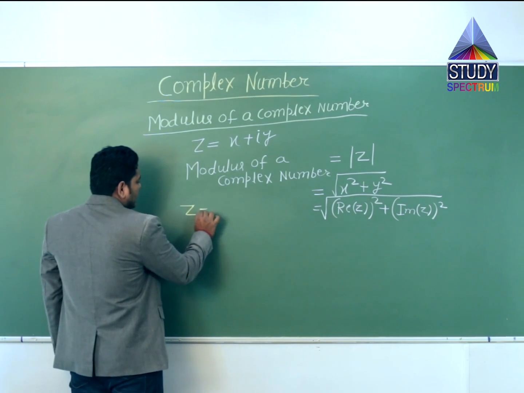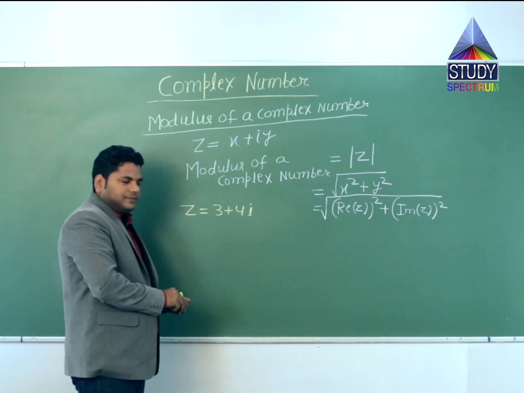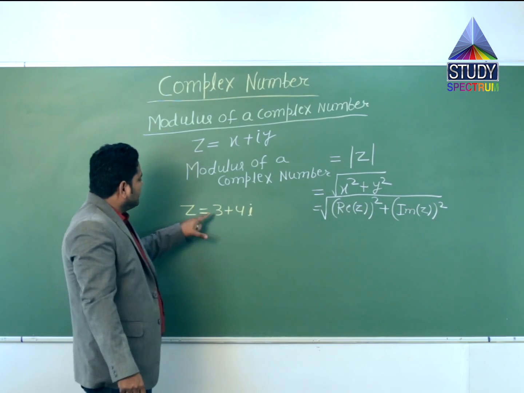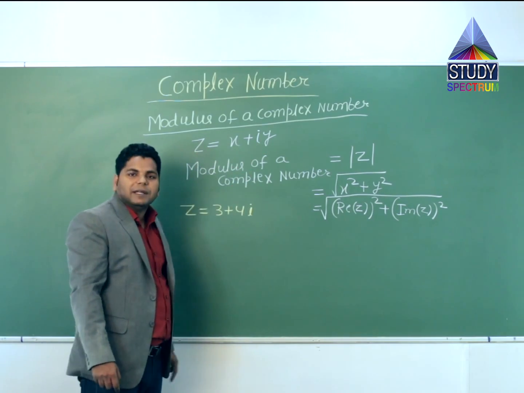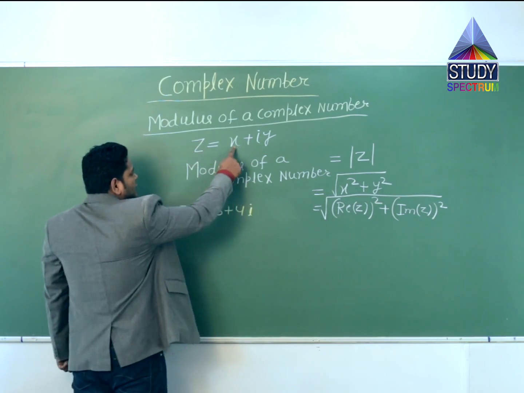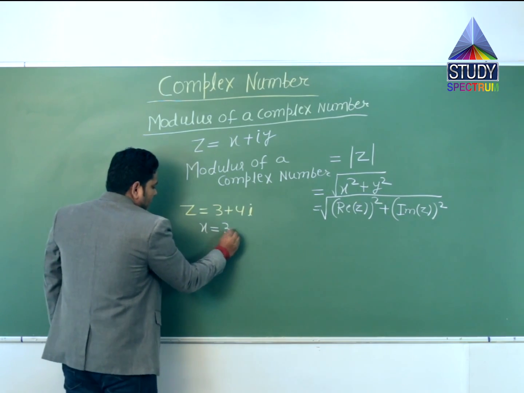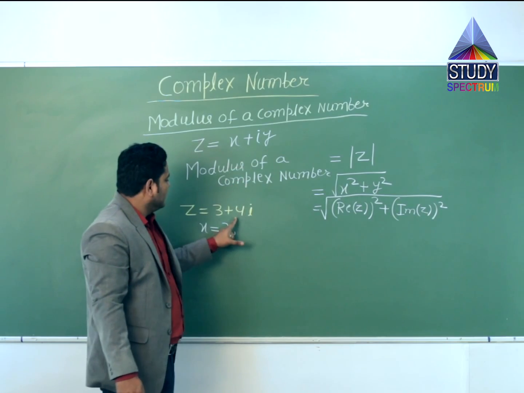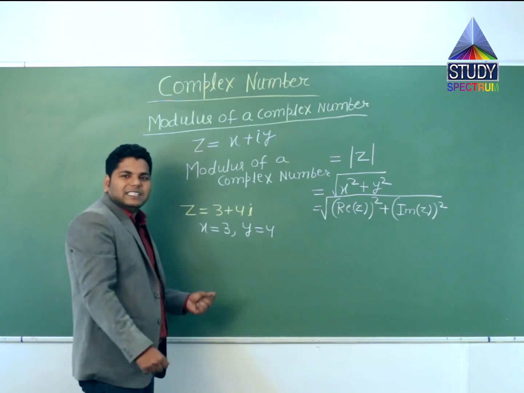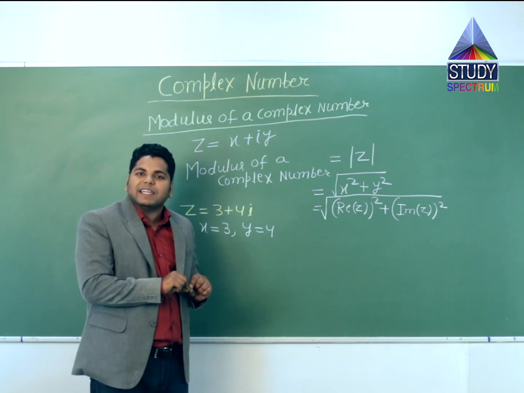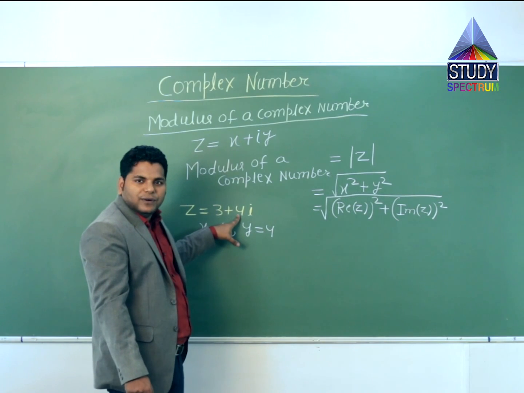Now let us understand the modulus of a complex number with the help of examples. Suppose z is 3 plus 4i. If we compare z equal to 3 plus 4i with z equal to x plus iy, then you can easily say that at the place of x we have 3, and at the place of y we have 4. Or you can say that the coefficient of i is y. So here the coefficient of i is 4.